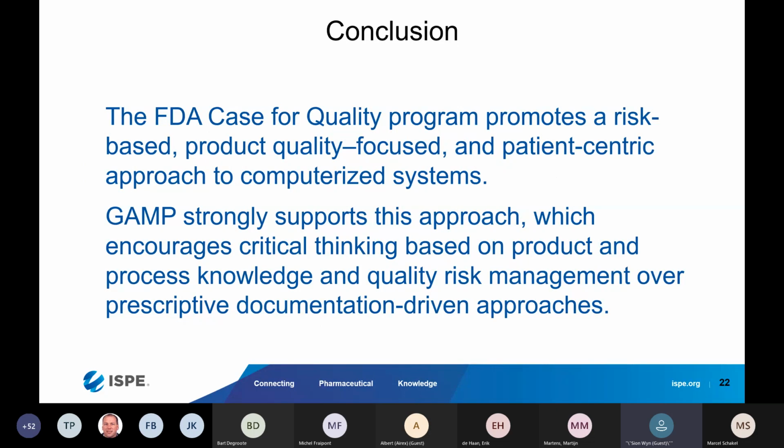So in conclusion, the FDA Case for Quality program, which includes this CSA element, promotes a risk-based, product quality focused and patient-centric approach to computerized systems. The GAMP Global Steering Committee strongly supports this approach. We strongly encourage critical thinking based on product and process knowledge and true quality risk management over prescriptive documentation-driven approaches. So that's almost a re-summary there of the GAMP key concepts and showing how they tie in very well with the statements of FDA CDRH.